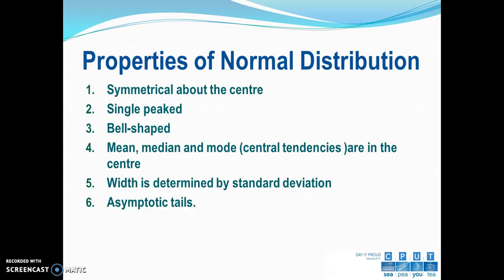The normal distribution curve has several important properties, such as being symmetrical around the mean. The curve needs to be single-peaked and bell-shaped. The mean, median, and mode are in the center. The width of the curve is determined by its standard deviation, and the tails of the curve are asymptotic.